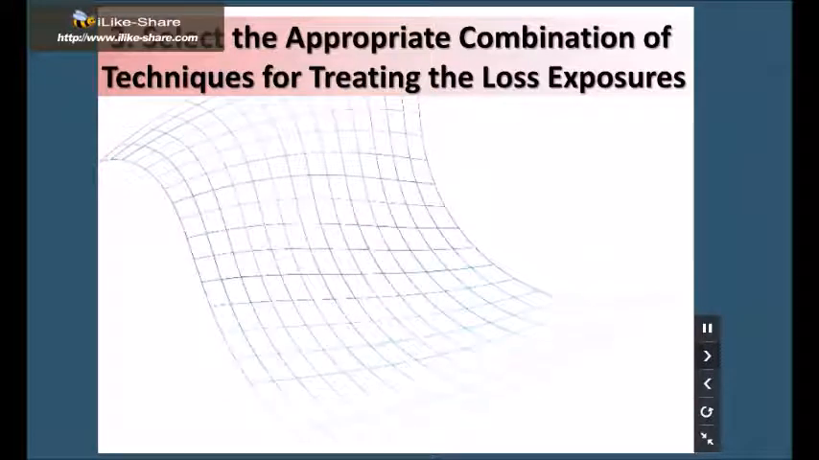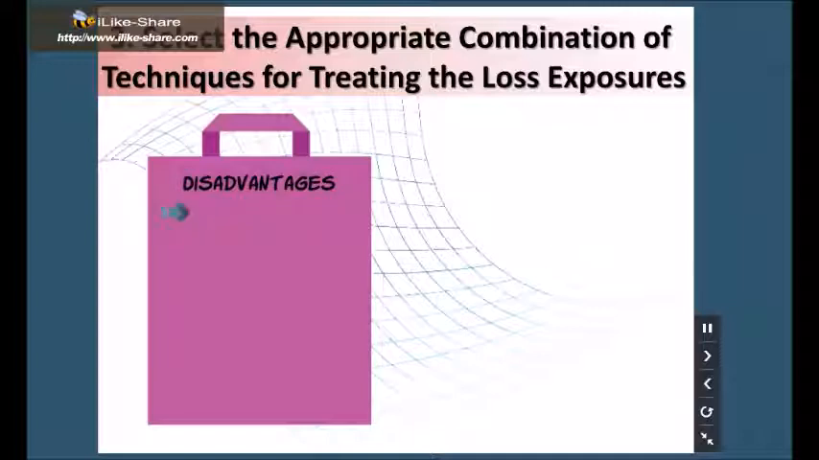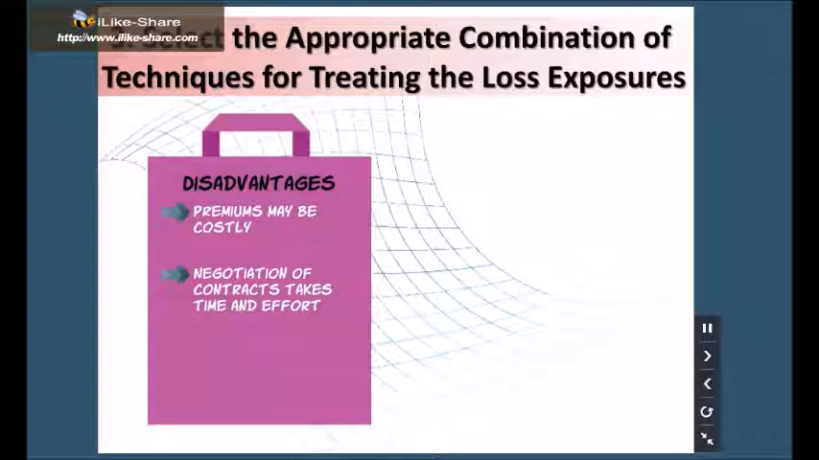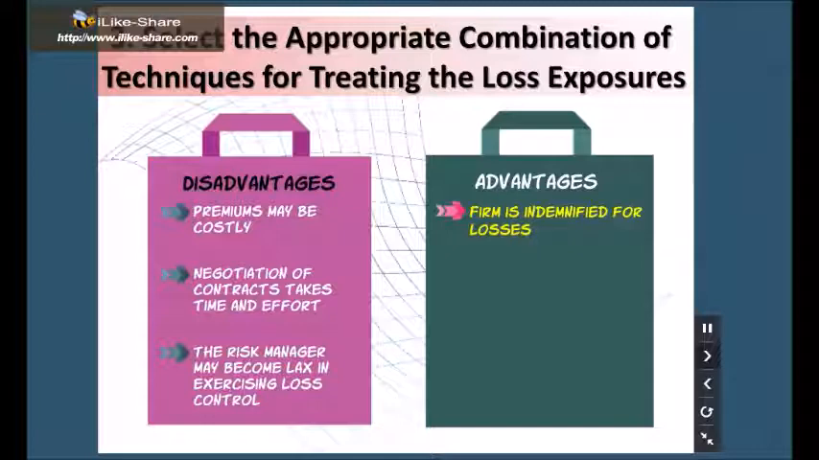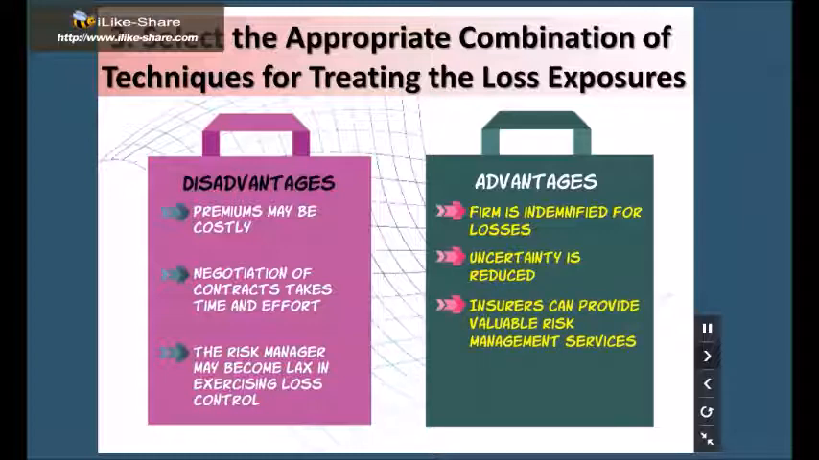Select the appropriate combination of techniques for treating the loss exposures. Disadvantages: premiums may be costly, negotiation of contracts takes time and effort, and the risk manager may become lax in exercising loss control. Advantages: the firm is indemnified for losses, uncertainty is reduced, insurers can provide valuable risk management services, and premiums are income tax deductible.